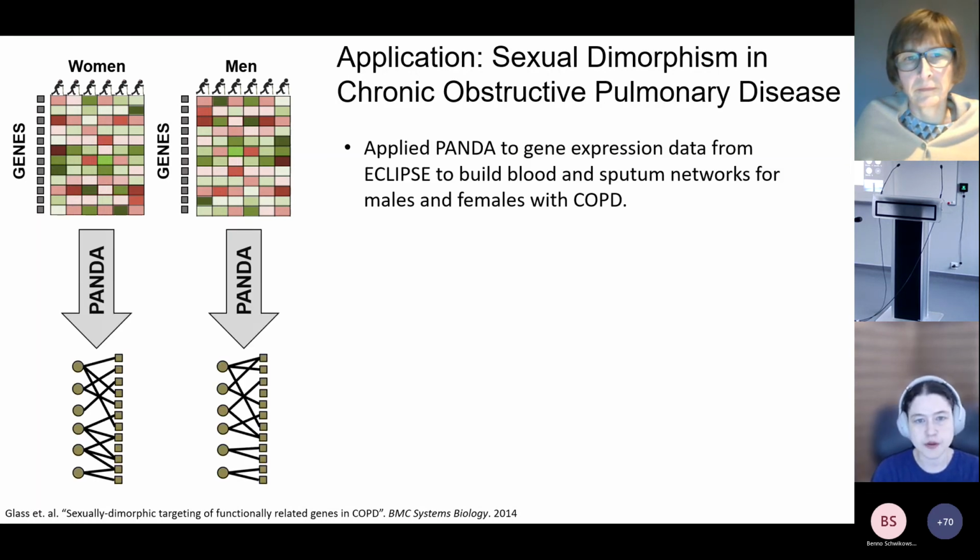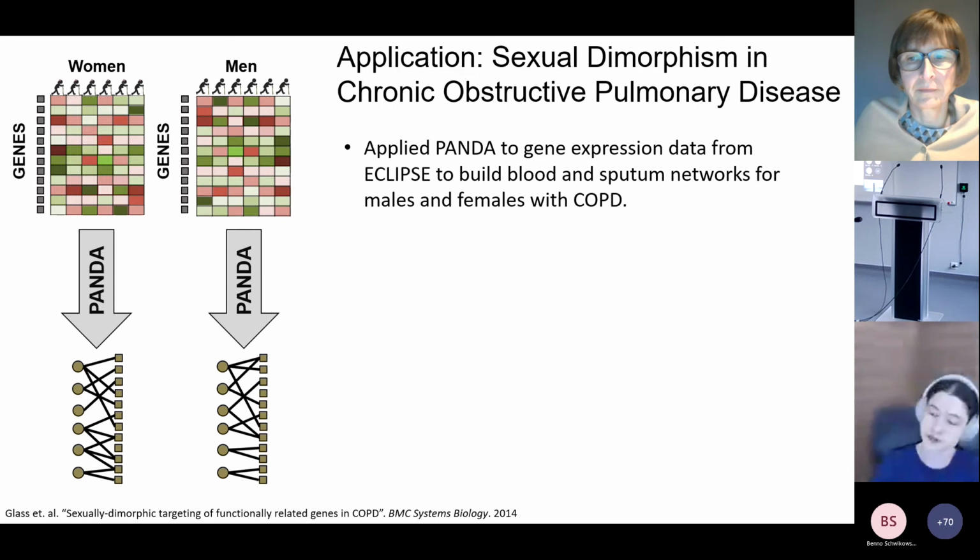In the case of what we did, we decided we wanted to see if this was due to differences in the underlying gene regulatory network. So I used data from the Eclipse cohort. I forget what that stands for, something COPD. And we were able to build gene regulatory networks with PANDA for both blood and sputum separately in both men and women, males and females.